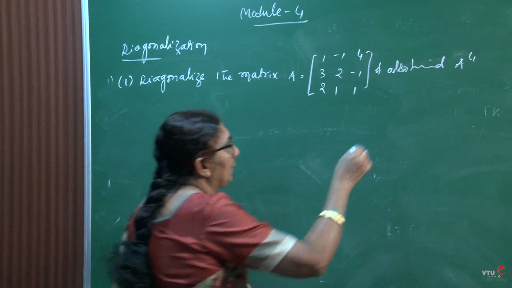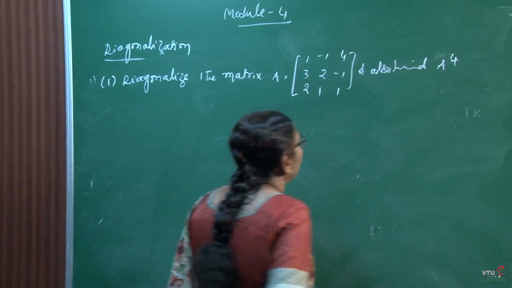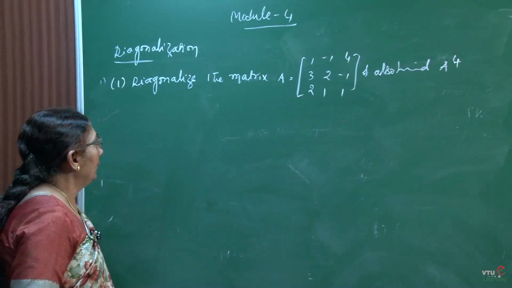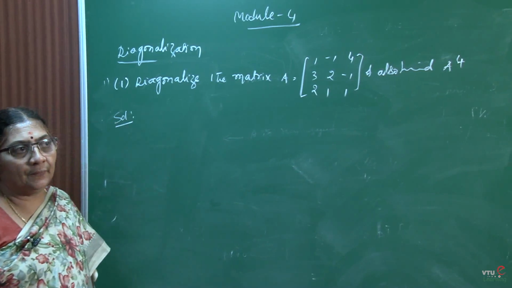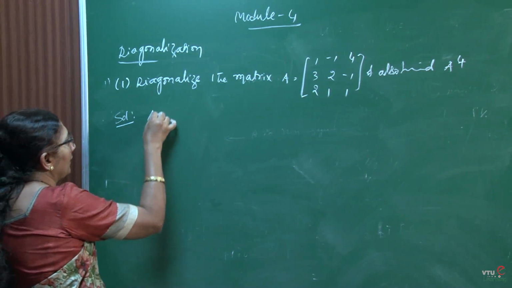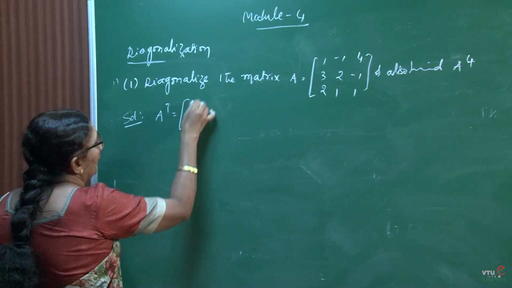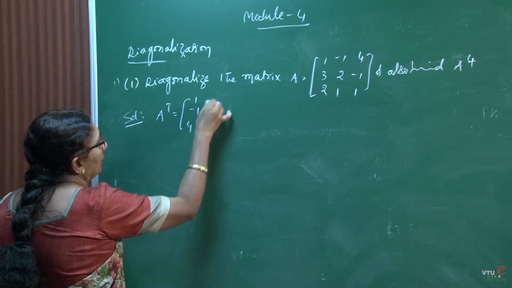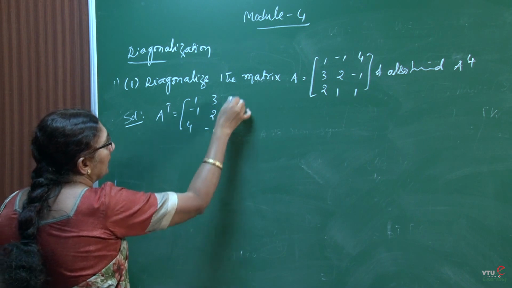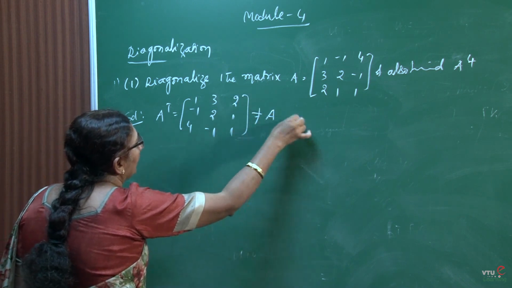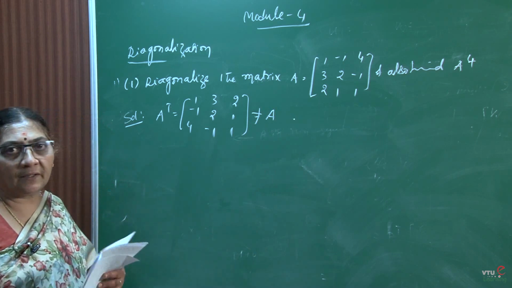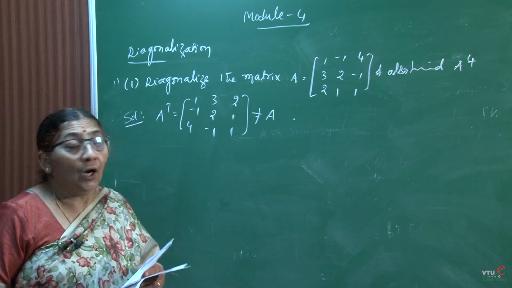How to find out A power of 4 here? That's very, very important. Now the solution. Finding A power of 4 is different. First you verify whether A transpose is equal to A. A transpose is [1, -1, 4; 3, 2, -1; 2, 1, 1], which is not equal to A, right? It's not a symmetric matrix.